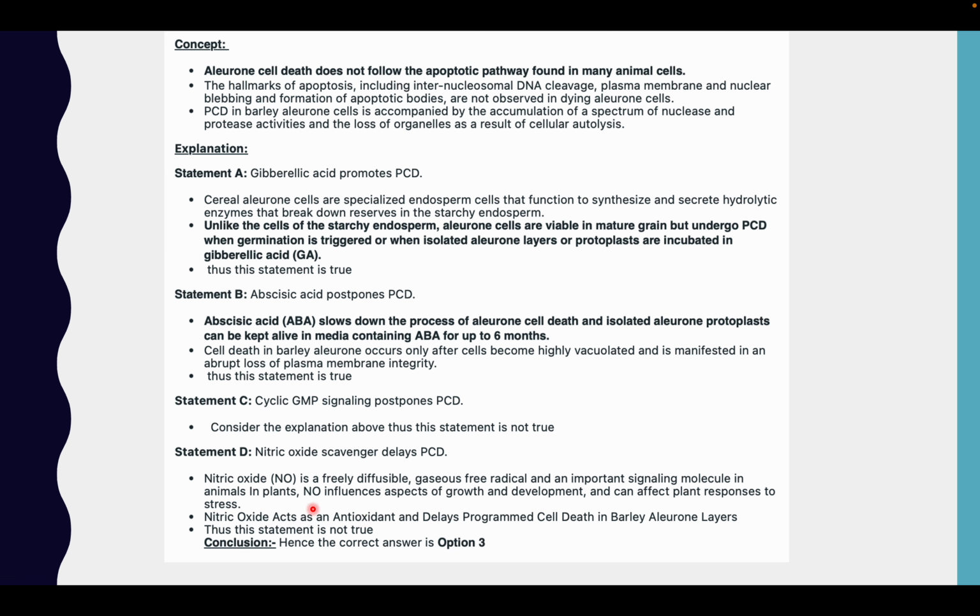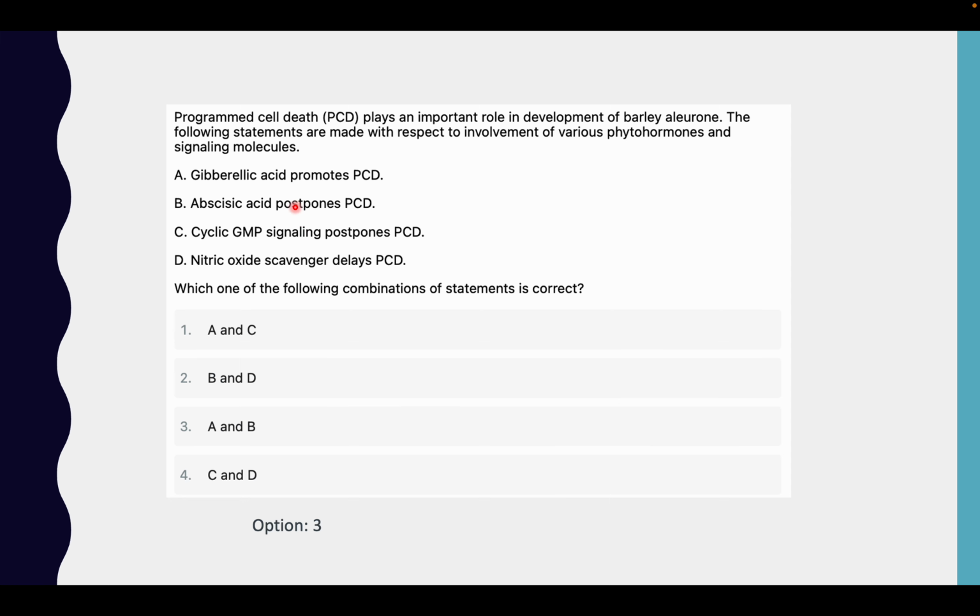Okay, so NO delays PCD. But it is saying NO scavenger. If it is NO, it could be correct. If it is NO scavenger, it promotes PCD, as NO itself acts as an antioxidant, a scavenger. So NO scavenger promotes PCD, but NO delays PCD. So this statement is also not correct. So the correct statements are A and B.